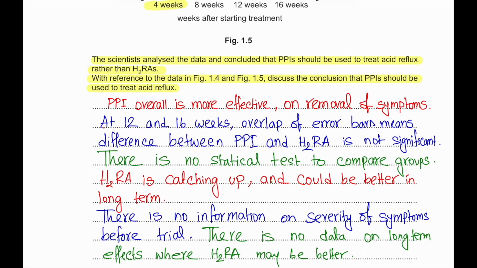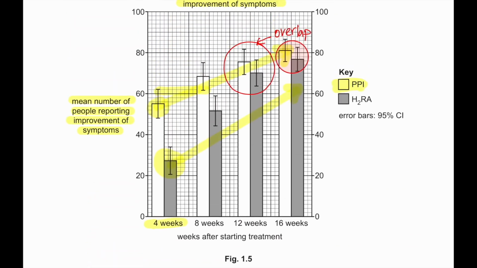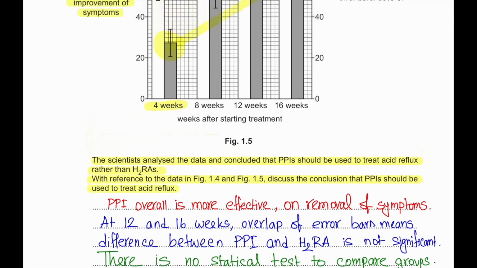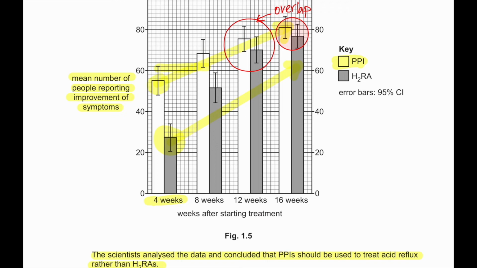So at 12 to 16 weeks, however, we can see there is an overlap of the error bars, which means the difference between PPI and H2RA is not significant. That means over the course of the long run, maybe H2RA could be a more effective medicine. Then moving on, there is no statistical test to compare the groups. Obviously, no t-test or any kind of test was done, so we cannot actually tell the significance of this particular data.